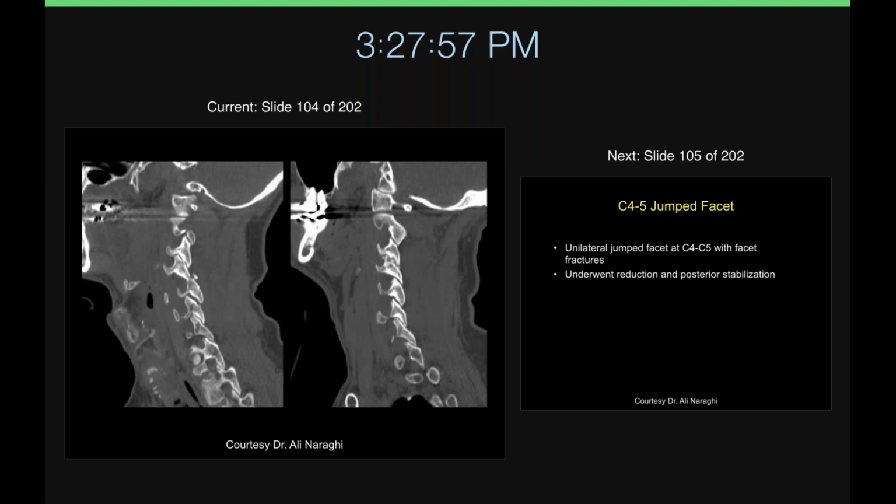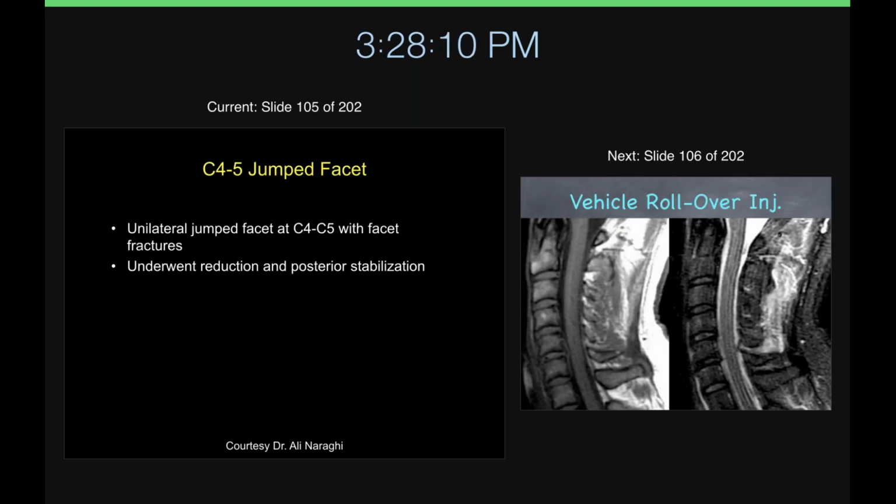There it is. Yeah, it looks like there's dislocation here on C45. Again, you can see very degenerative facets here, but it's certainly perched on one side. And it was thought that all of that edema that you saw in the shoulder was actually due to denervation changes from the cervical spine disease. So the patient had surgery to reduce it and stabilize the cervical spine. Got it.